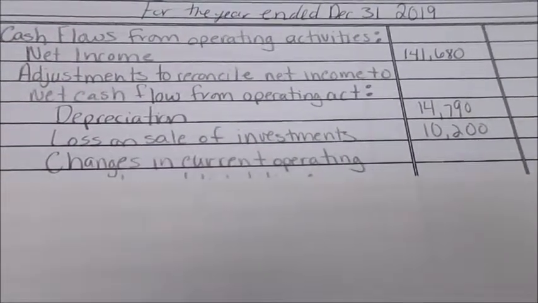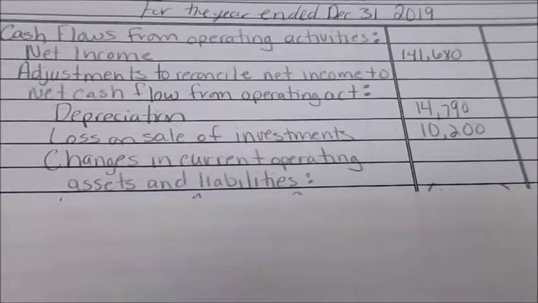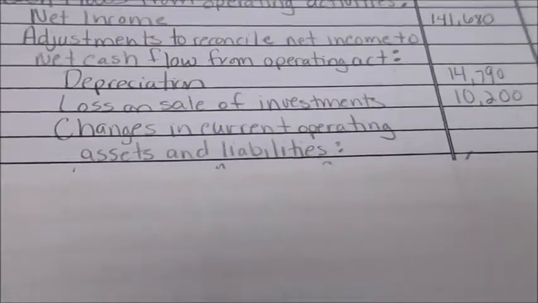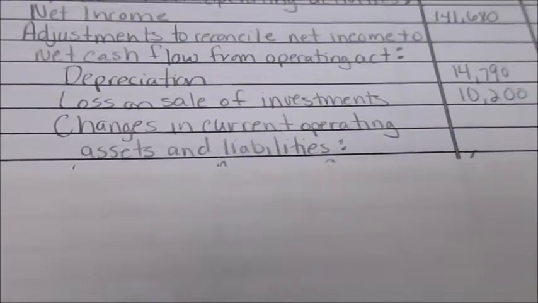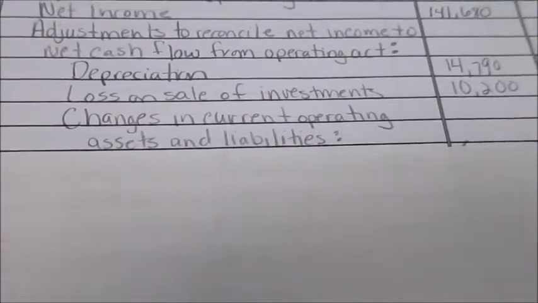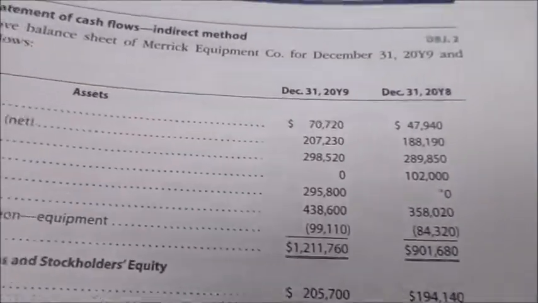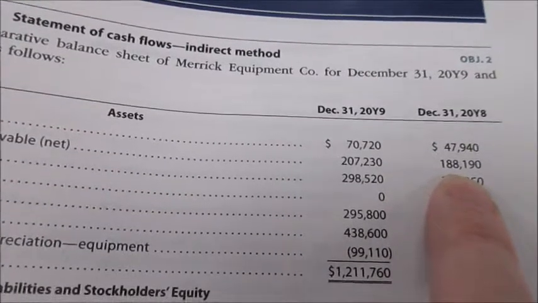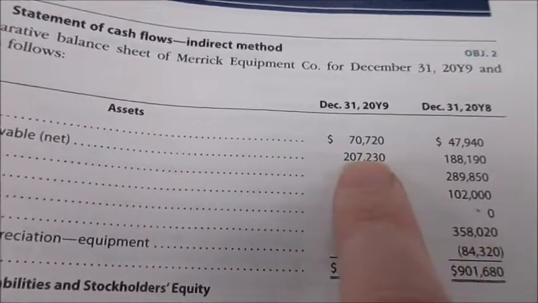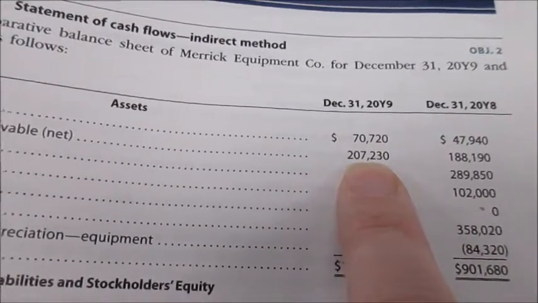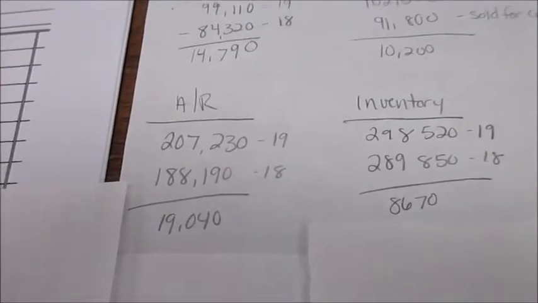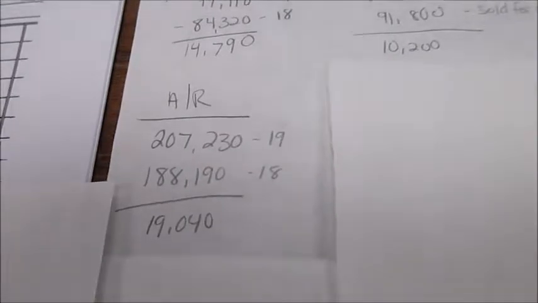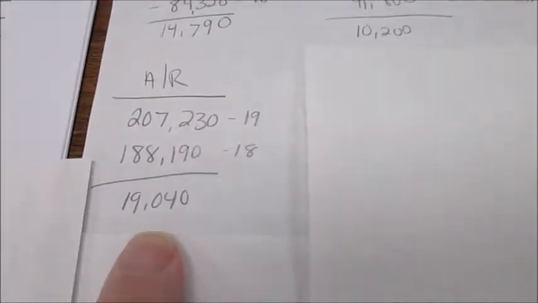The next heading is going to be changes in the current operating assets and liabilities, and that heading might take up 2 lines. The first thing we're going to look at is accounts receivable. If we look in our books, our accounts receivable started at $188,190 in 2018, and it increased to $207,230. So going to our scrap paper, we need to find out how much that change was. We can see that our accounts receivable change was $19,040.